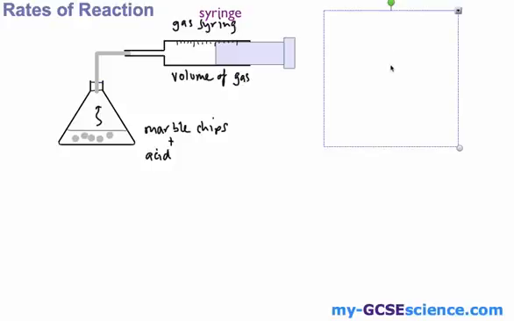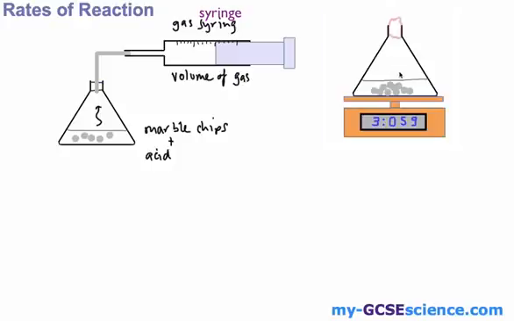Now, a second way would be not to measure the volume of gas produced, but to look at the reduction in mass in the experiment. So again, same experiment, marble chips in acid, they're giving off the gas. It's going through this cotton wool here and into the atmosphere, and then we can measure the mass that is lost over time. So over, say, 5-10 minutes, we can measure how much of that mass is lost, and that's another way of measuring the rate of a reaction.